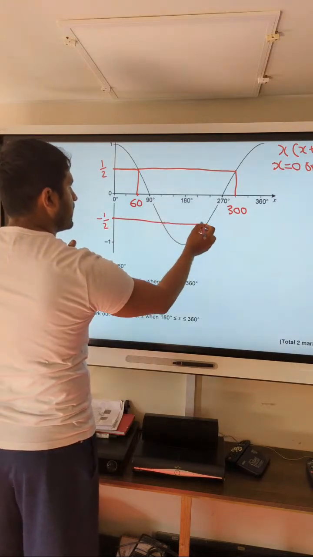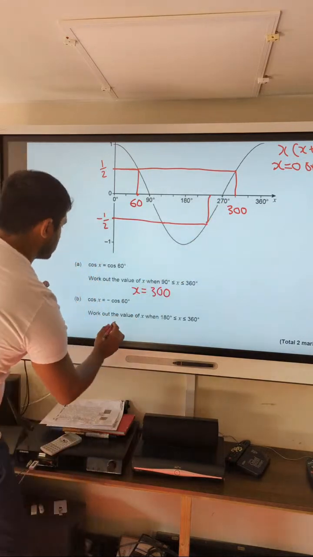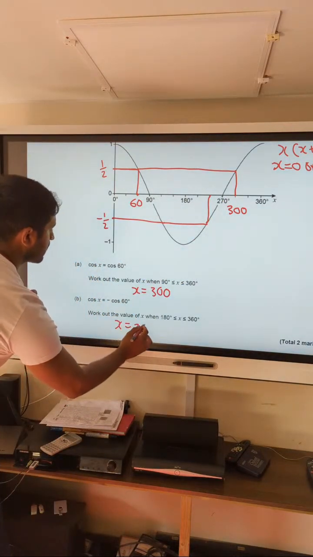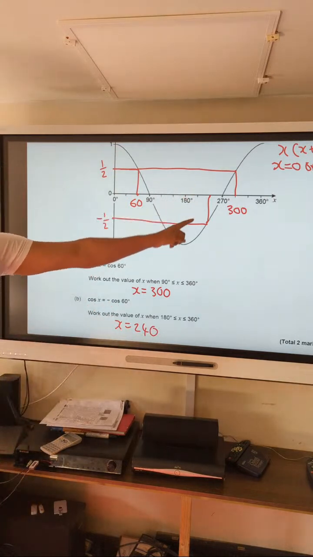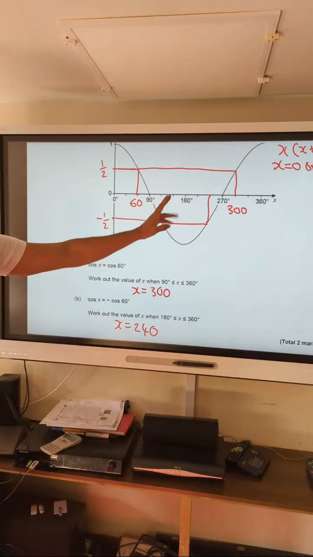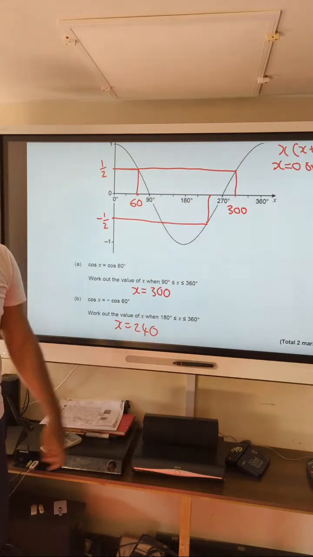Between 180 and 360 would be 30 less than 270, so that x value would be 240. That will give you the same thing here. It also gives you 120, but we only want between 180 and 360, which is that value there.